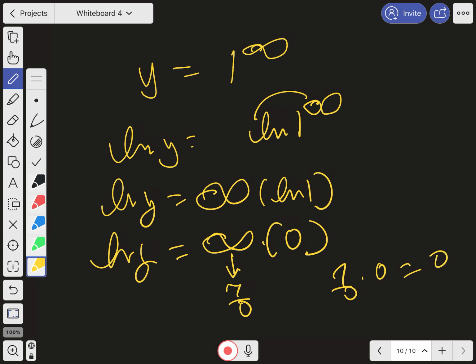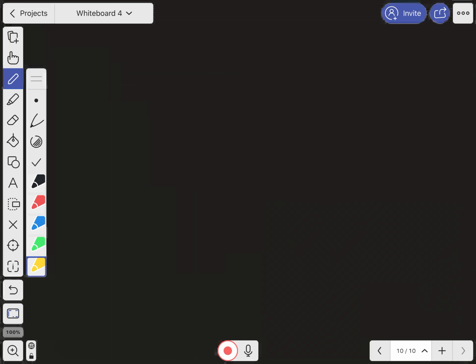And so that would be 7 over 0 times 0, which gives you 0 over 0. You're just in the circle of indeterminate forms. So how will you use this?